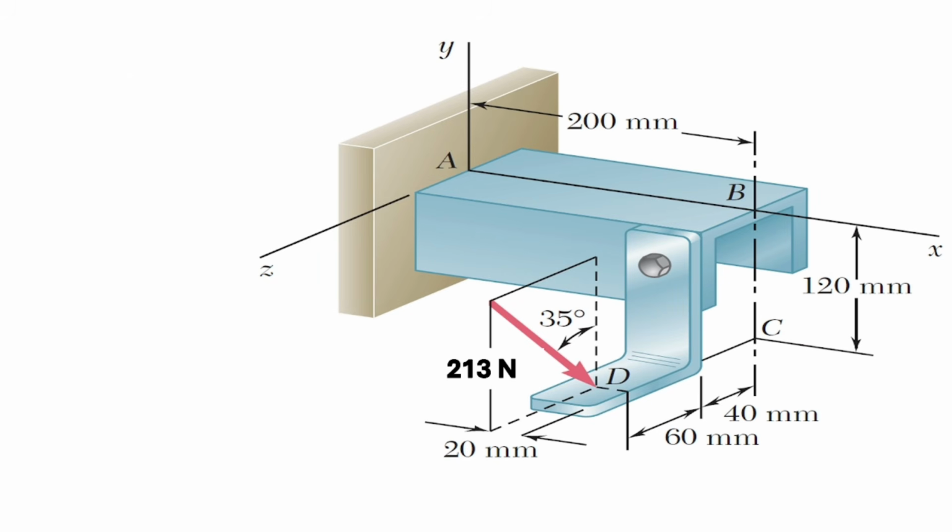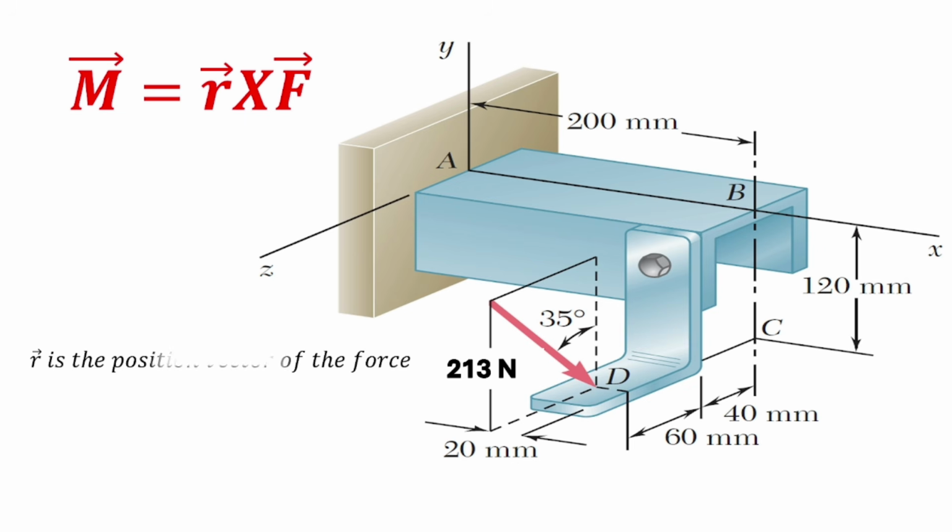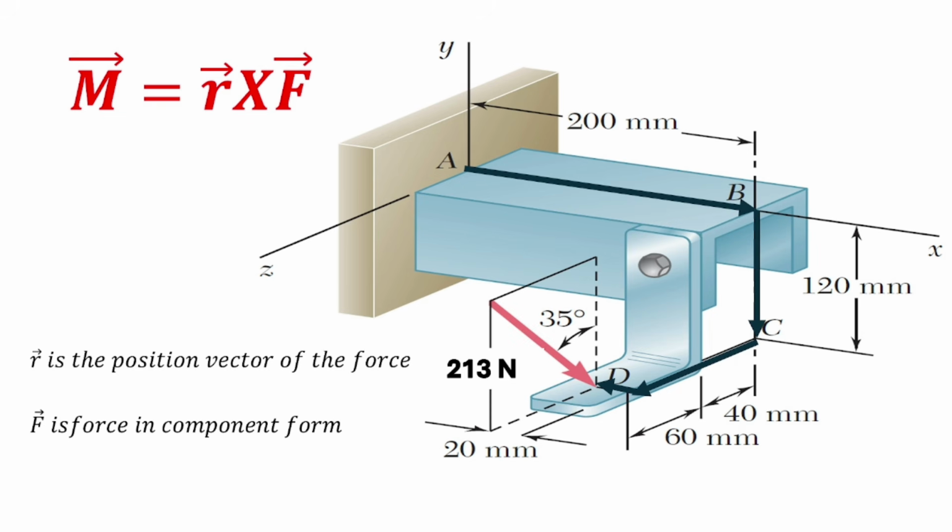To solve this problem, we know that moment is the cross product of the position vector and the force, both in their component forms. First, we're going to be looking for the position vector of the force, which is the displacement from A down to where the force is. That is from A to B, then through B to C, and from C to D, and then to the point where the force applies. Then after that, we need to look for the force itself, which is the 213 N force that is acting at the point D. So if we can take this force to the component form, and with the position vector, we can then look for our moments.